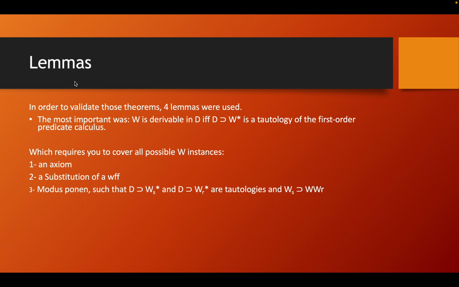W is derivable in D if and only if D implies W star is a tautology of the first order calculus. And to prove that, you have to consider all the instances of W. So you have to consider W as an axiom, as a substitution, and as modus ponens, which took about a page and a half to prove. However, after you do that, you just have to build on top of it and incorporate PIPCs.